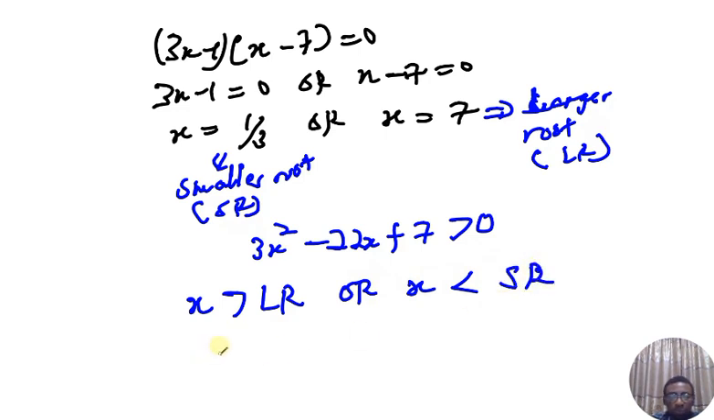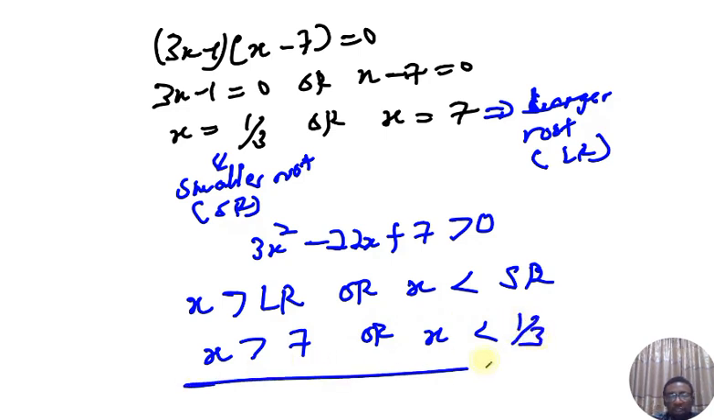So x greater than, what's our larger root here in this case? Our larger root is 7, or x less than, what's our smaller root? 1 over 3. And that is the end of that. So you can get your answer without sweat, without testing and then trying to draw different sorts of number lines that you are used to doing.